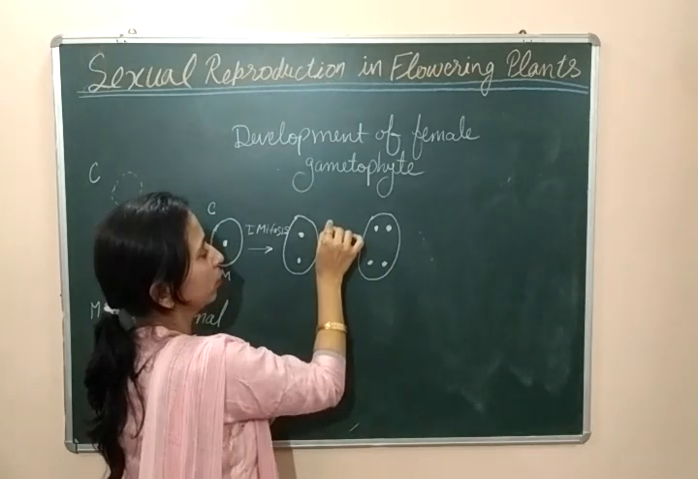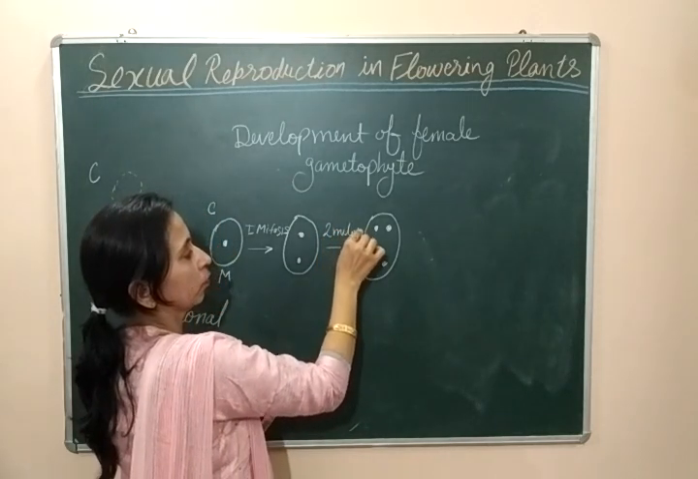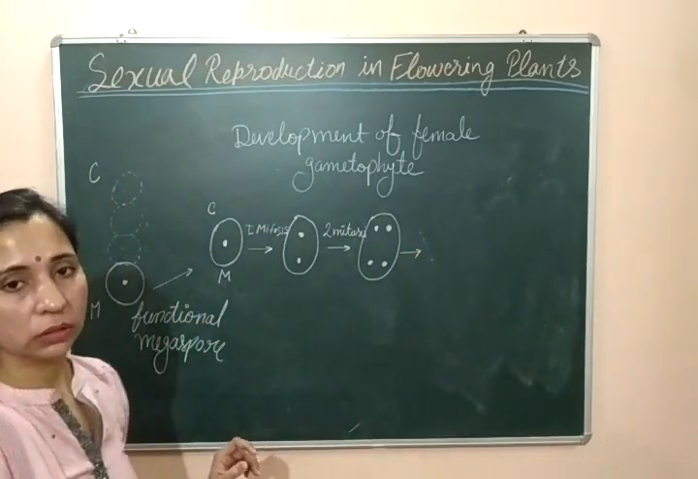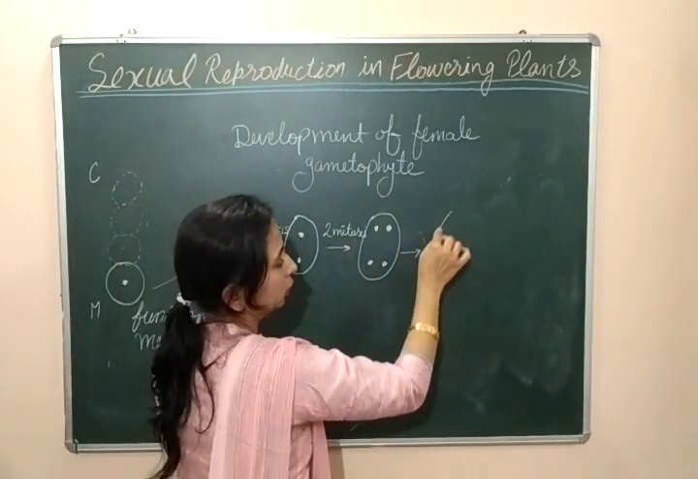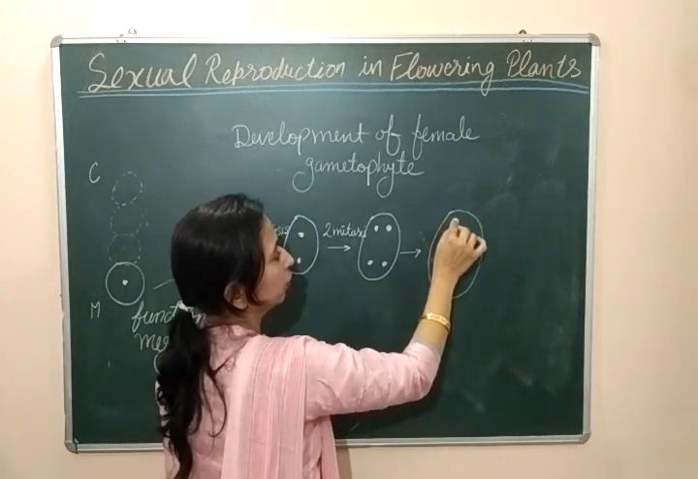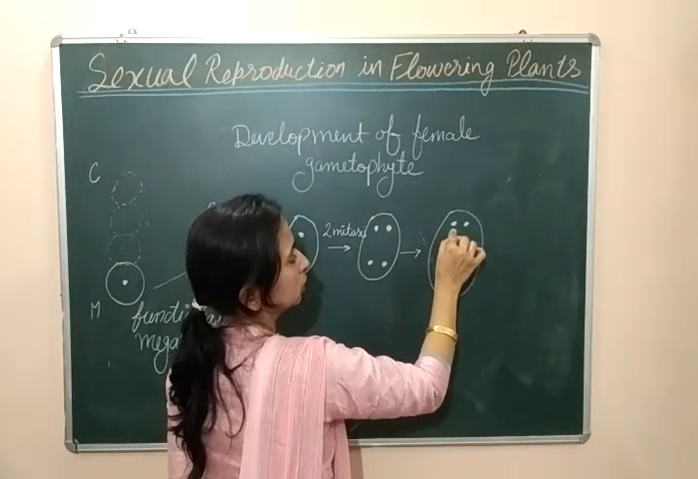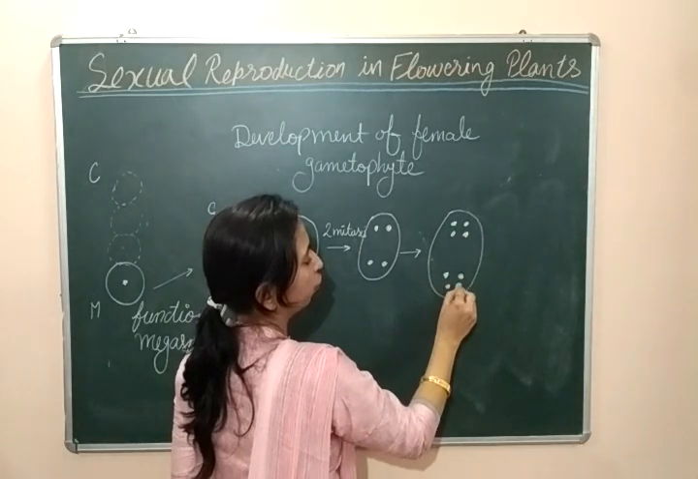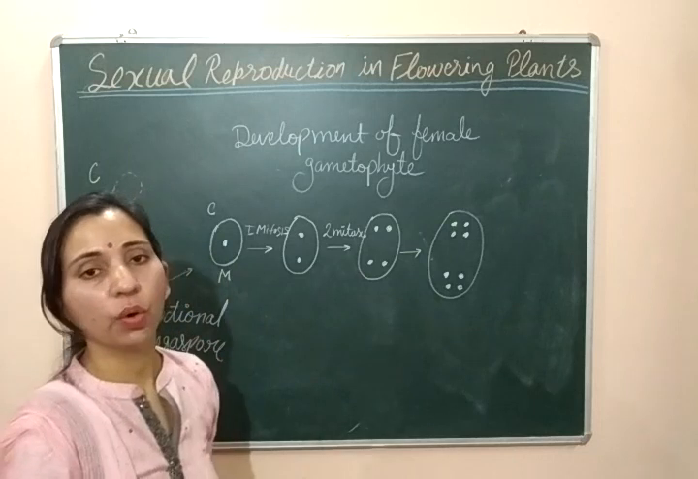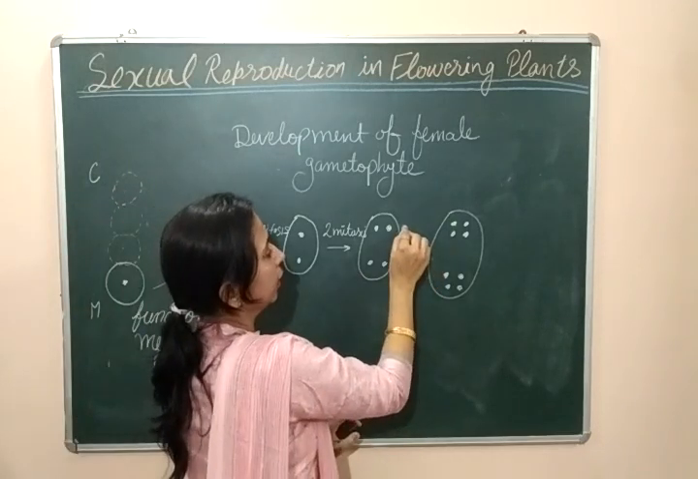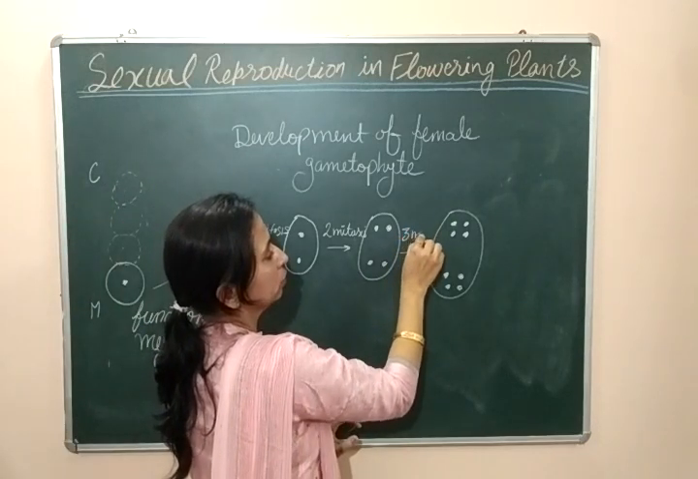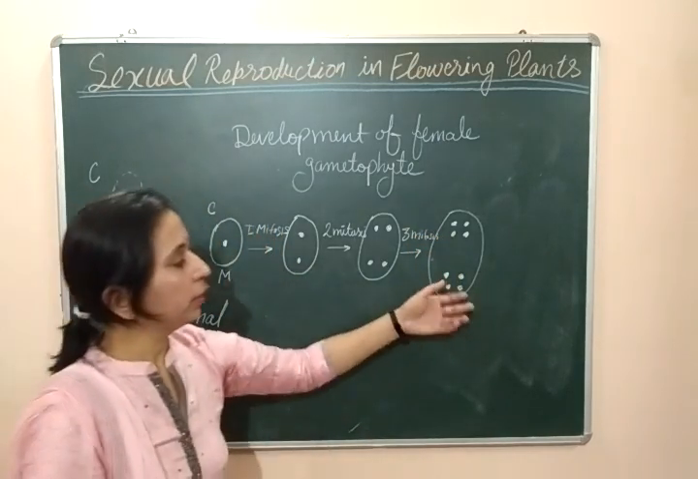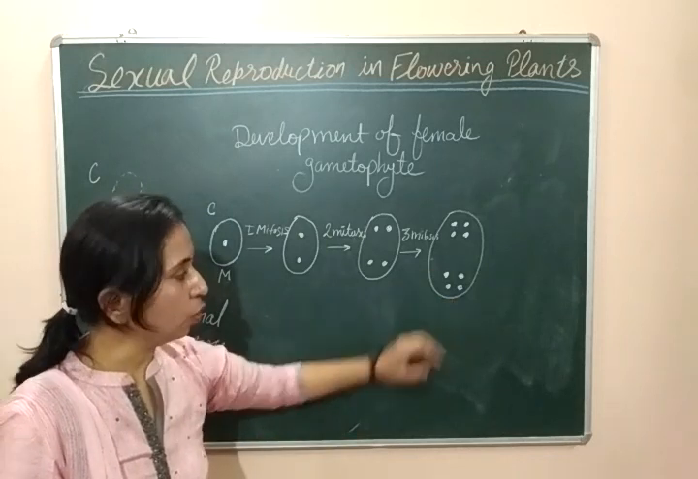Then in the second mitosis, these 2 nuclei will form 2 more nuclei. This is the second mitosis. Later on, it will divide through the third mitotic division, and in the third mitotic division, these nuclei will form more nuclei. And finally, we got an 8-nucleate structure. This is the 8-nucleate structure after the third mitotic division. Only karyokinesis takes place here.